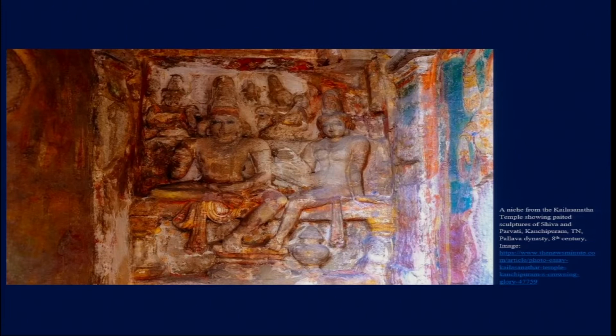So we can imagine that in some cases we have the remnants of the paints. For example, here we see some of the yellowish paints. Both Shiva and Parvati have perhaps been shown as the fair-skinned ones, and that is the reason we see these yellowish paints on their bodies.